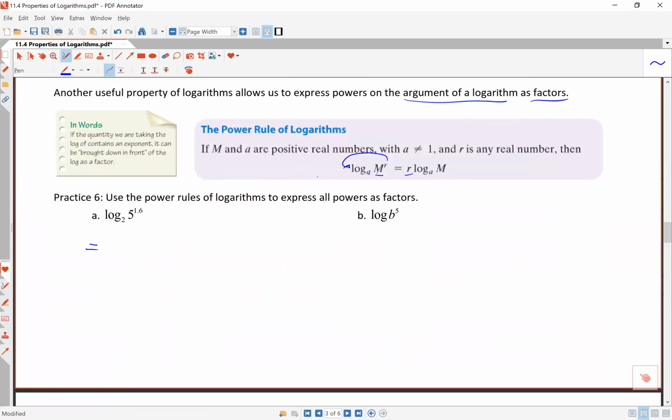Since this is a practice problem, I'd like you to try this. Press pause on your video and get an answer and come back when you're ready to see the solution.